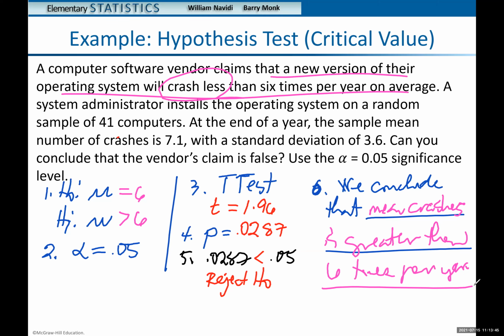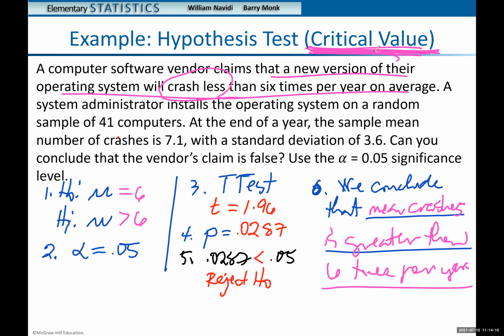Right. This is by using a p-value method. This is from the first method. The second method is by using the critical value. Although we're going to stick with a p-value method, I'm going to show you how to use the critical value method.